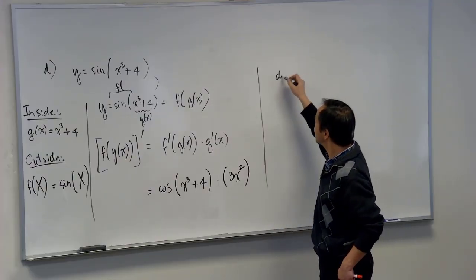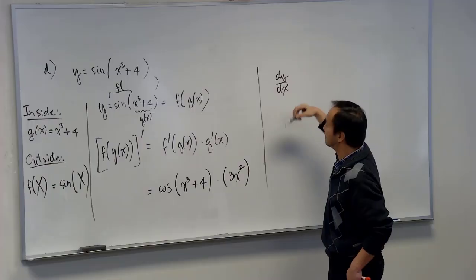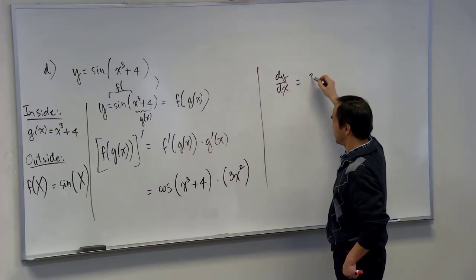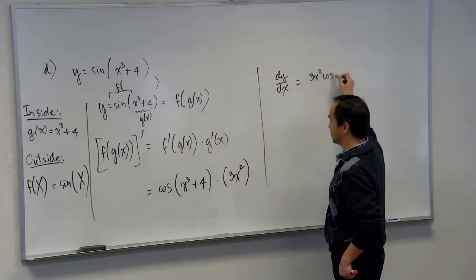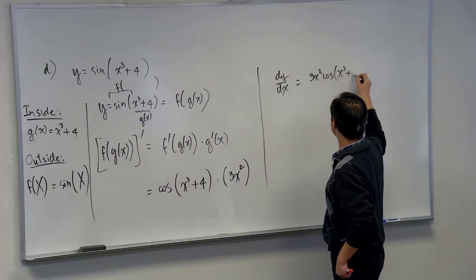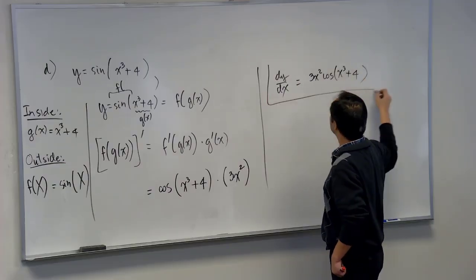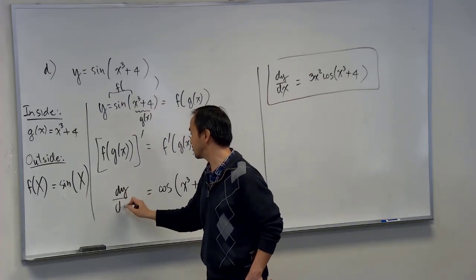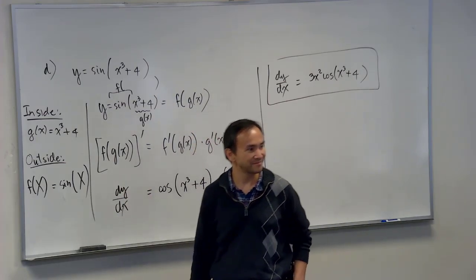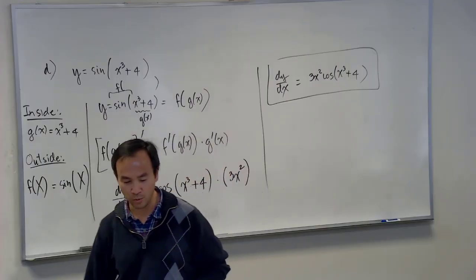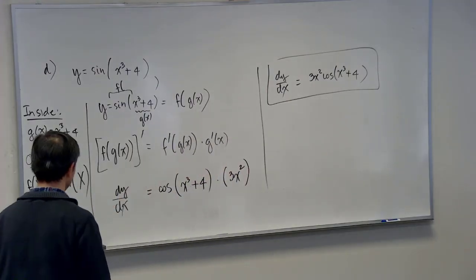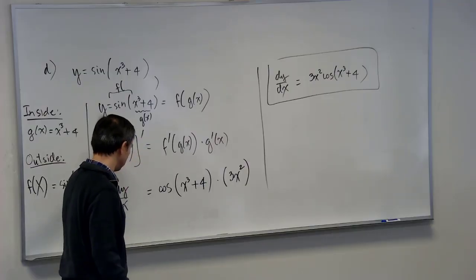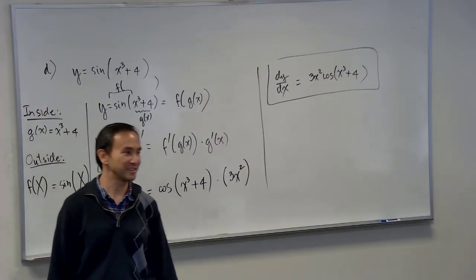So dy dx turns out to be 3x squared cosine of x cubed plus 4. I should have had that dy dx notation for you. The dy dx in our situation is the derivative of that whole composite thing.